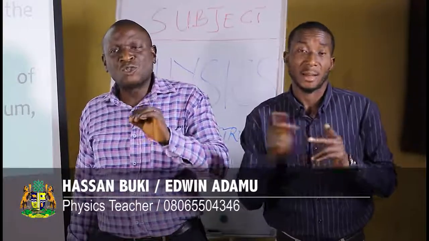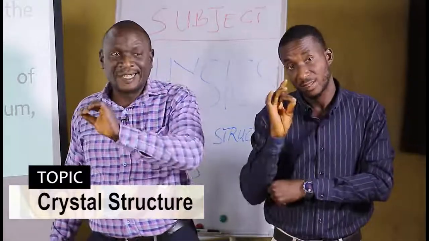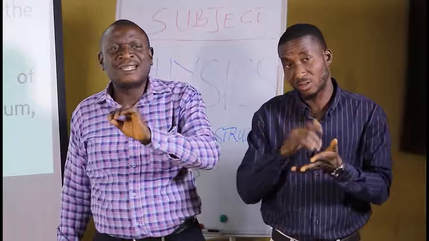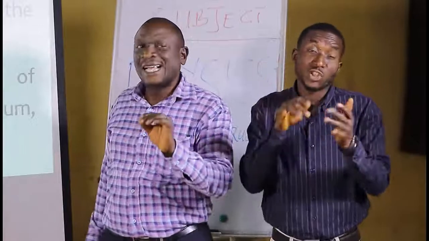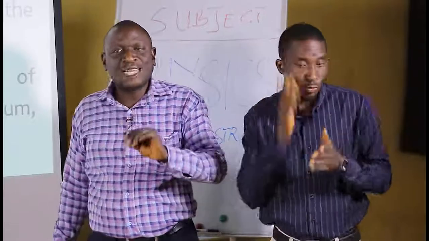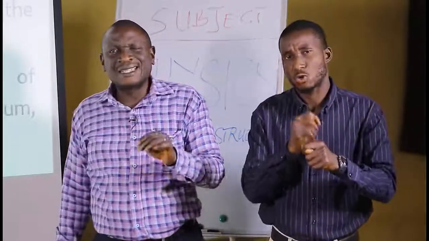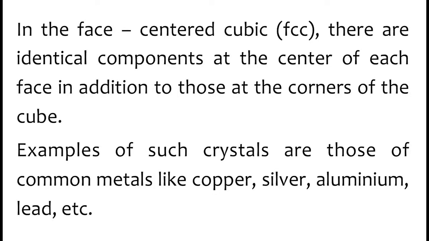So apart from those components at the corners, the 8 components at the corners, on each face, at the center of each face, there is also an identical component, which means that we have 6 additional components apart from those 8. And then that will give us a total component in a face-centered cubic to be 14. Examples of such crystals are those of common metals like copper, silver, aluminum, lead, etc.